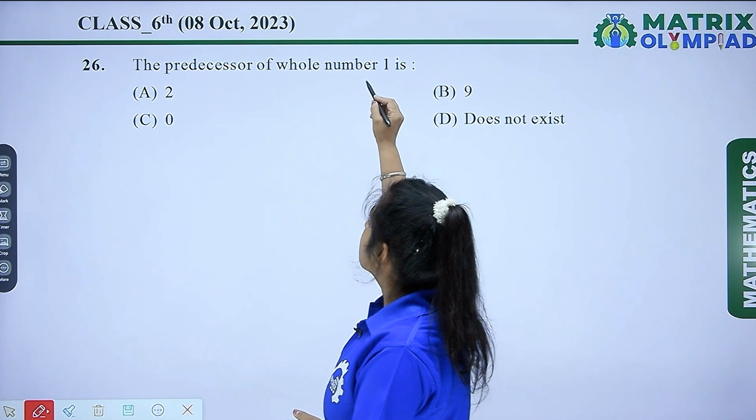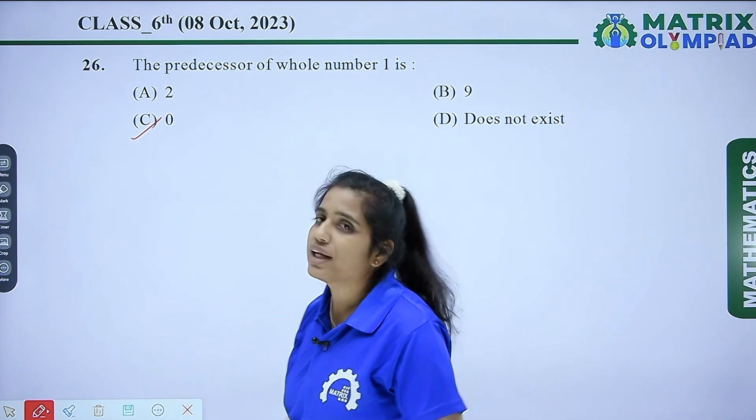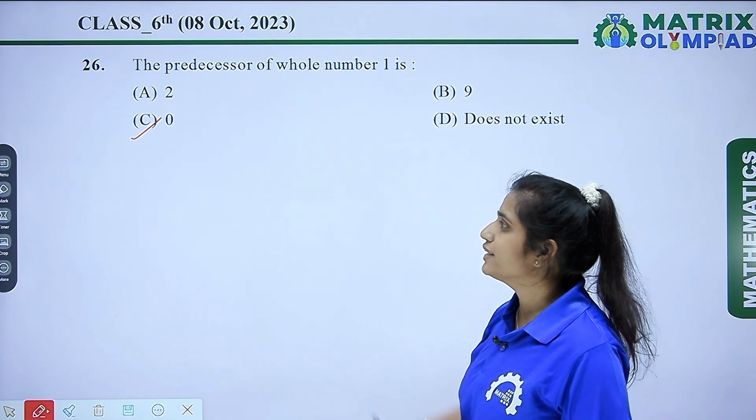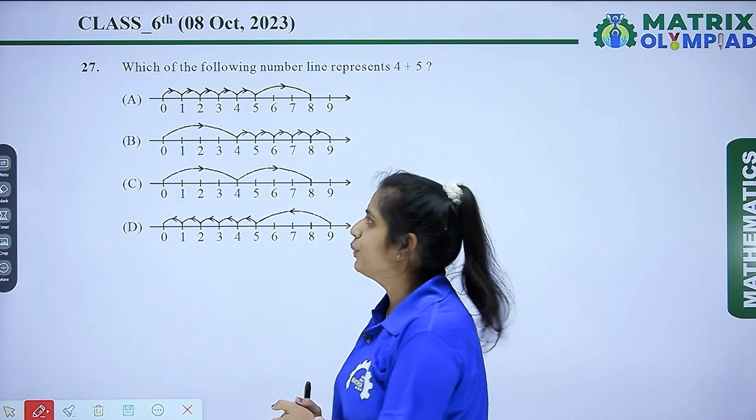Now here, what is the predecessor of whole number 1? That is 0. So 1 minus 1 is 0. So here option C is the correct answer. So now let's solve question number 27.